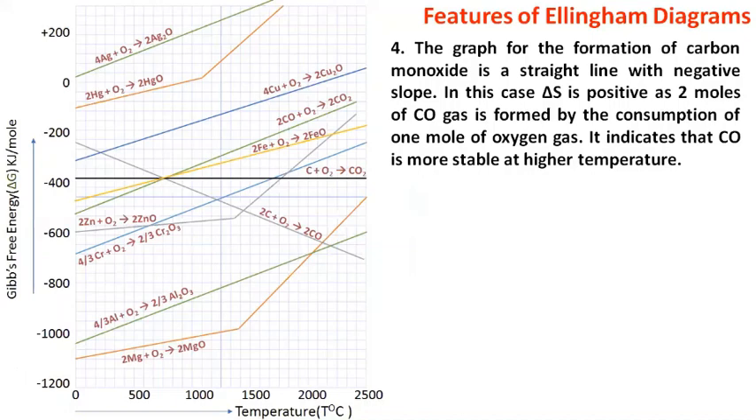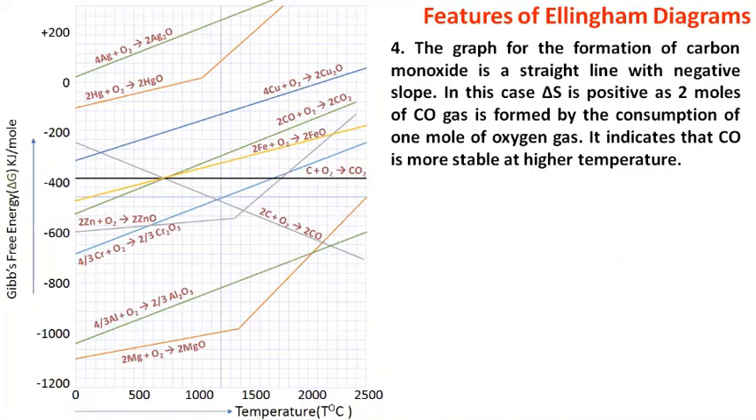So, the graph for the formation of carbon monoxide. Here you can see this is the graph for the formation of carbon monoxide. That is, when carbon is reacting with oxygen, carbon monoxide is formed. Here you can see that this graph is a straight line with a downward slope, or we can say that a negative slope is observed here. This is because of the positive value of delta S.